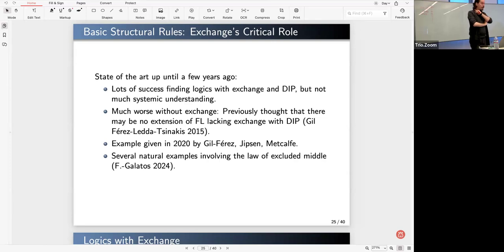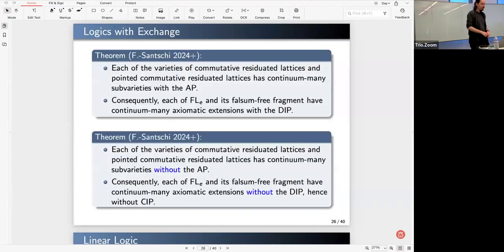And since then, there have been several natural examples that Nick Galatos and I have given, related to the law of excluded middle. So it's known now that there can be some logics without the exchange rule that nevertheless have nice interpolation properties. I would like to paint a bit of a picture about the role of exchange among substructural logics generally. And maybe the first thing in this picture comes from this theorem.